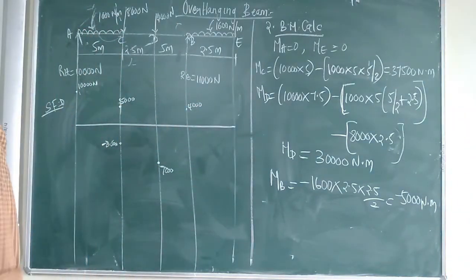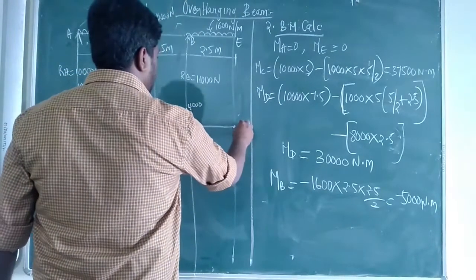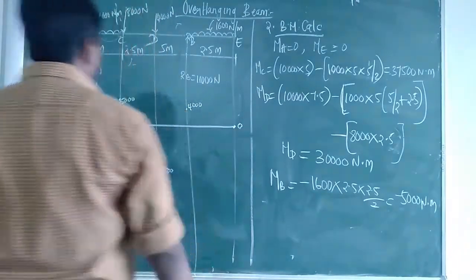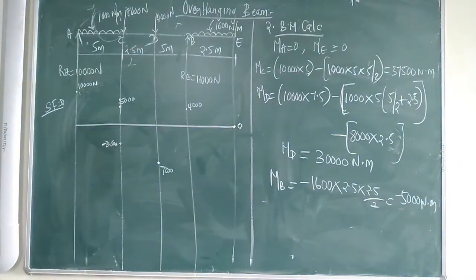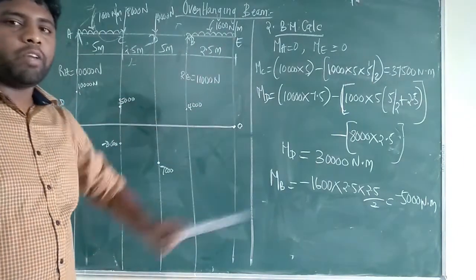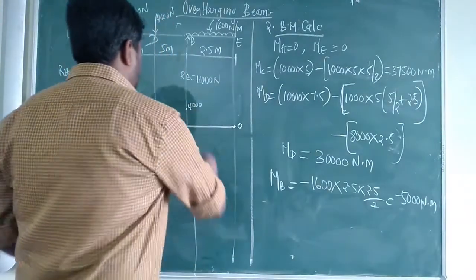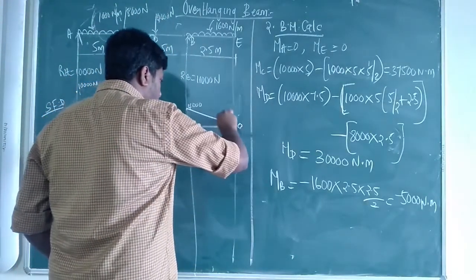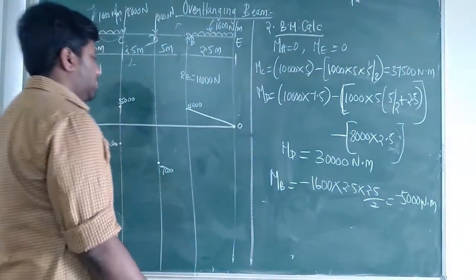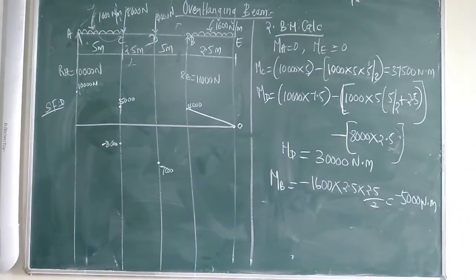And your force at E is 0. 0 means this is neutral, baseline. Okay. Now draw the shear force diagram. Since it is a UDL, your shear force diagram will be an inclined line. So draw an inclined line. Yes. Have you finished? Next one.